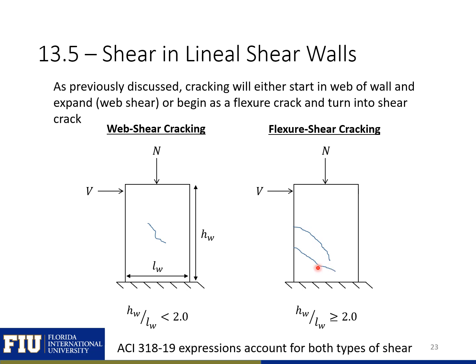Typically, whether you have web shear cracking or flexure shear cracking is going to depend on your aspect ratio. So if you have an aspect ratio, or HW over LW, less than 2, it's a short wall and you'll be dominated by web shear cracking behavior. If you have an HW over LW greater than 2, then you'll have flexure shear cracking, and you'll have the cracking shown on the right. The ACI 318 expressions account for both types of shear.